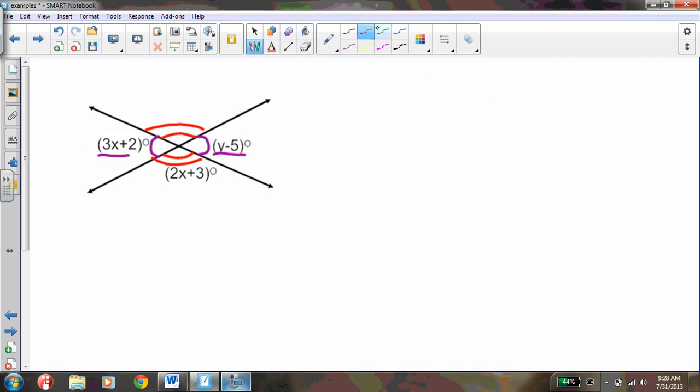Let's look at where the variables are. This 2x plus 3 and 3x plus 2 are related to each other. If you ignore this part of the picture, then the 3x plus 2 and the 2x plus 3 form a linear pair, which means that they are supplementary and add up to 180. So that's how I can figure out the value of x. I can't use the vertical angles just yet.